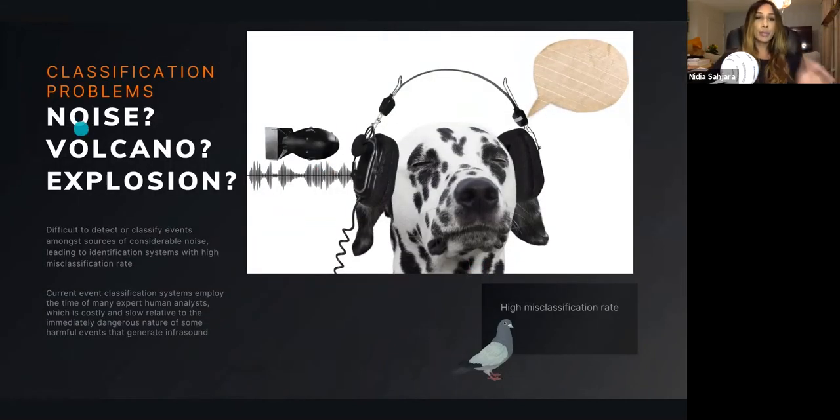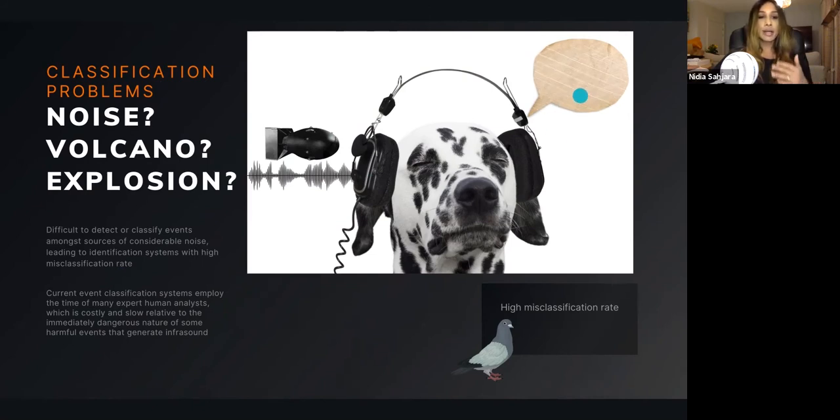So the main problem that I'm getting to in all of this is that we have classification problems. Is it noise? Is it a volcano? Is it a nuclear explosion? Or is it a mine somewhere? And the thing is that we can be picking up frequencies all over, and because of the very high misclassification rate, it can just be recorded as noise.